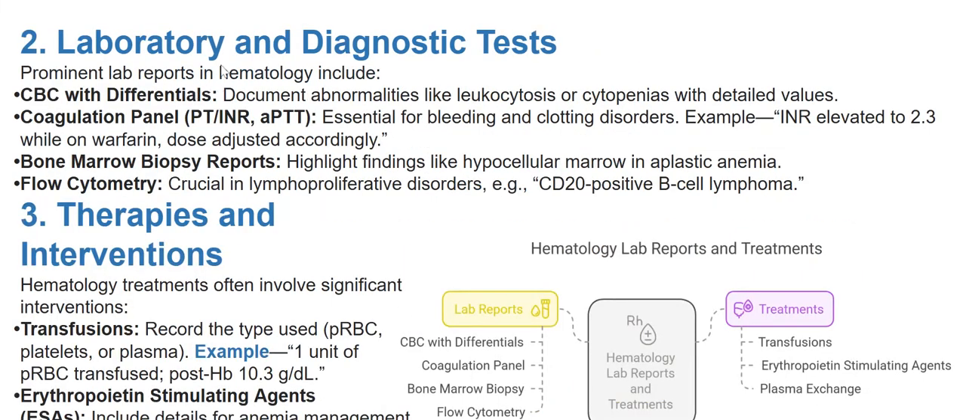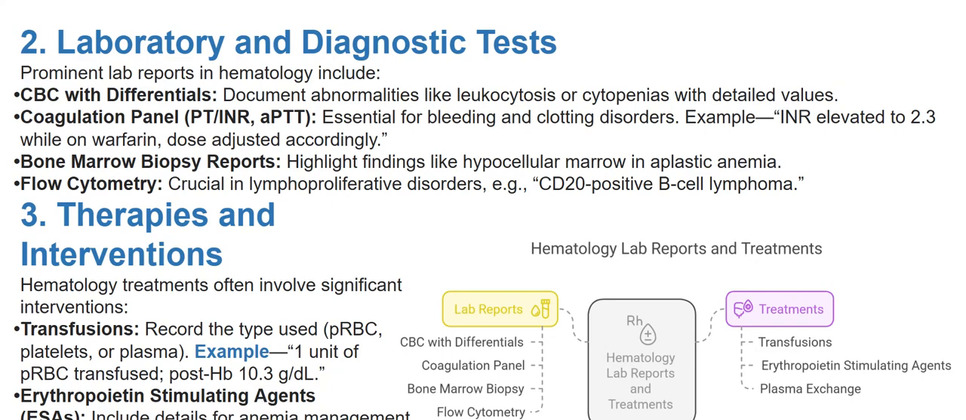Lab or laboratory and diagnostic tests. Prominent lab reports in hematology include CBC, complete blood count with differentials, coagulation panel PT/INR, aPTT, bone marrow biopsy reports, and flow cytometry. Therapies and interventions. Hematology treatments often involve significant interventions like transfusions. Record the type used, PRBC, platelets, or plasma. Example, 1 unit of PRBC transfused post hemoglobin of 10.3 g/dL.